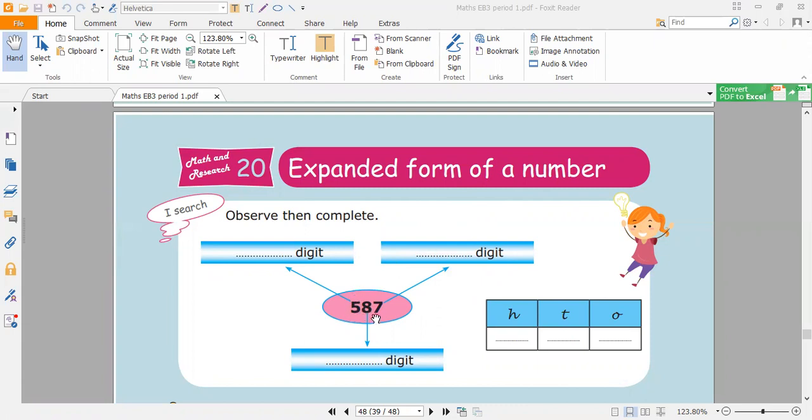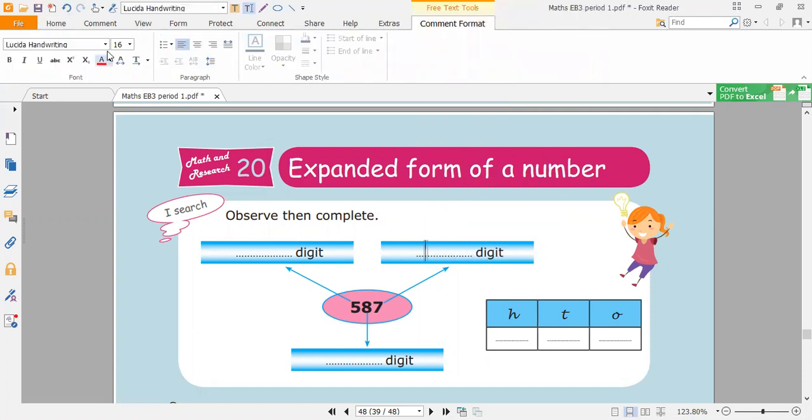Look at this number first. This number consists of 3 digits. So I read the number from the left. I start reading from the left. 587. Again, 587. So here I have 7 in the ones place. The ones place starts from the right. So I have 7 in the ones place.